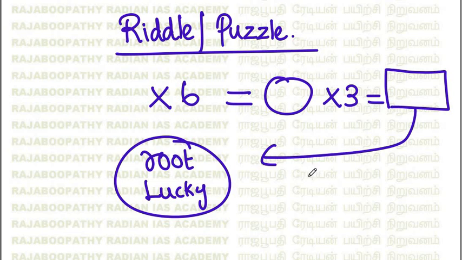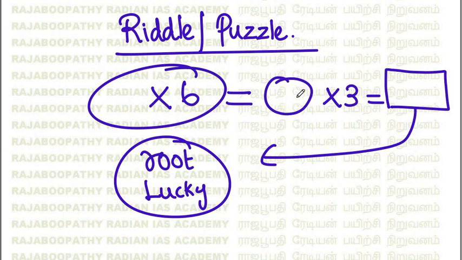I'll repeat. Think of any natural number, multiply by 6. You got answer. The answer into 3. Then you got answer. Find the lucky number or root number. What is lucky number or root number? Add up the digits. Sum the digits till you get a single digit. Now you have a lucky number.